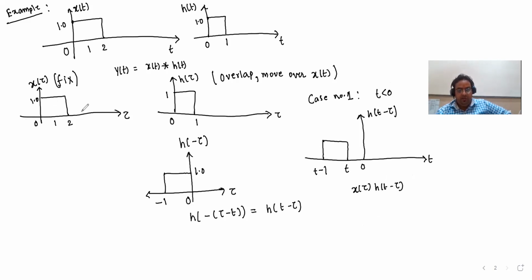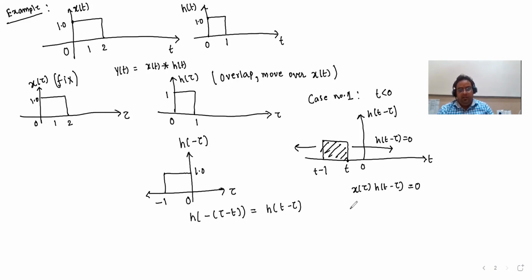And after 2, it is having no value. And here h of t minus tau is having value from t minus 1 to t, whatever this part. This is basically the values where h of t minus tau is lying. But after t, after this point, this entire part, h of t minus tau is essentially 0. Here also and here also. So when we multiply both of these, this multiplication will come out to be 0.